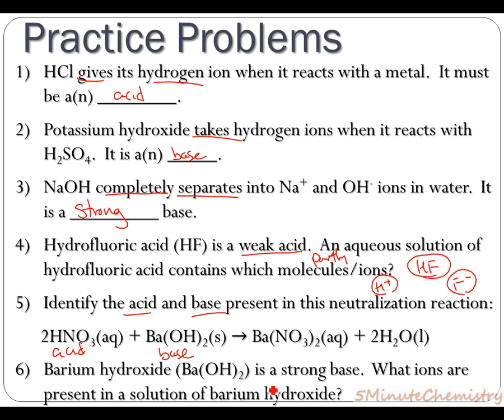Barium hydroxide is a strong base. What ions are present in a solution of barium hydroxide? So because we know it is a strong base, we aren't going to have any barium hydroxide molecules remaining. They will completely separate. So you will only have Ba2 plus and OH minus ions present in that solution.